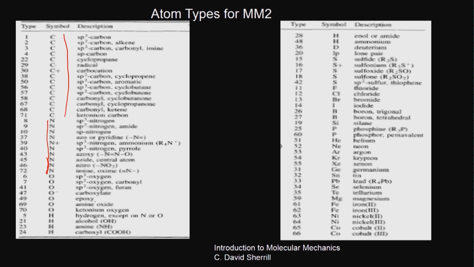So MM2 has a large database for so many types of carbons, nitrogens, oxygens, hydrogens, sulfur, chlorine, bromine and so on, including even metals as you can see here. So if you have cobalt or nickel or iron or magnesium, selenium, tin, you are okay because MM2 has parameters for these. So calculations for all these energies can be done properly.